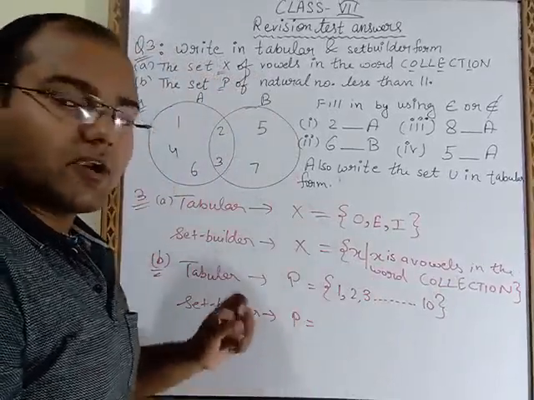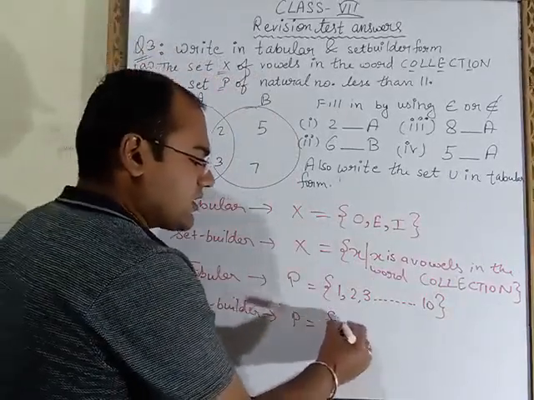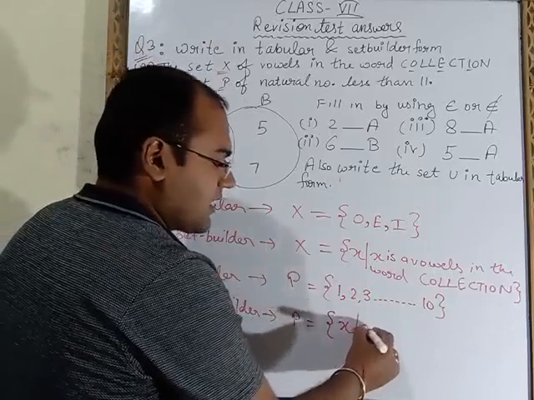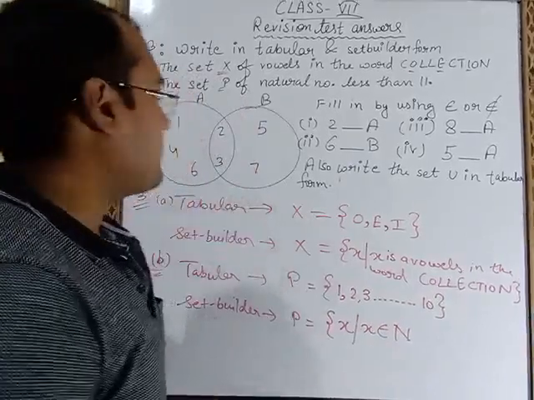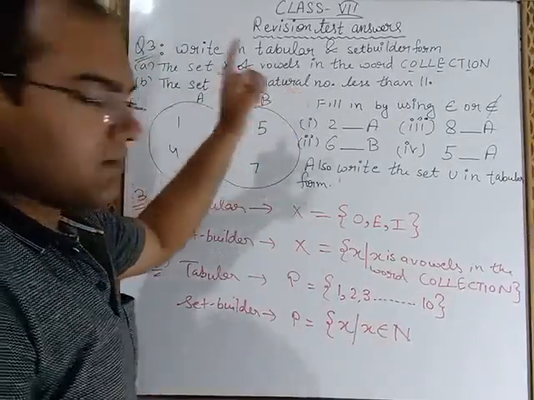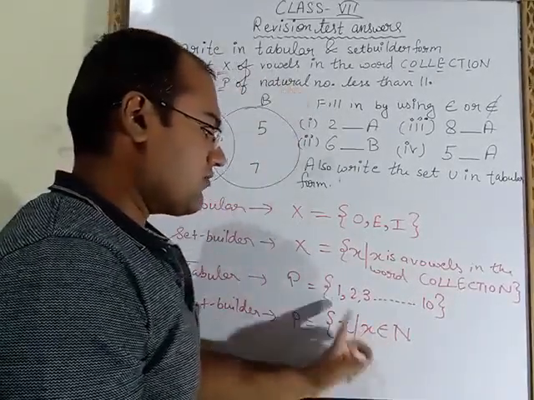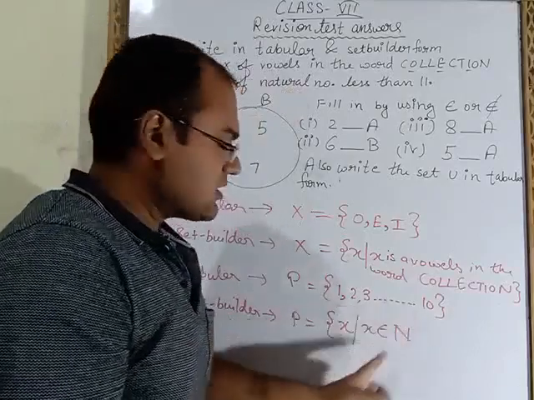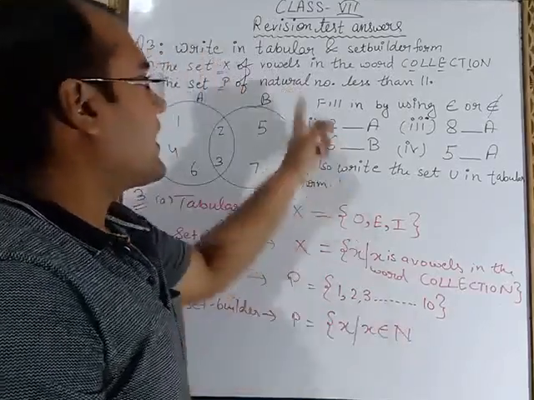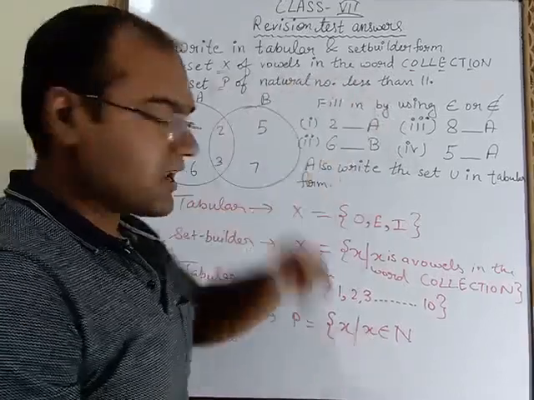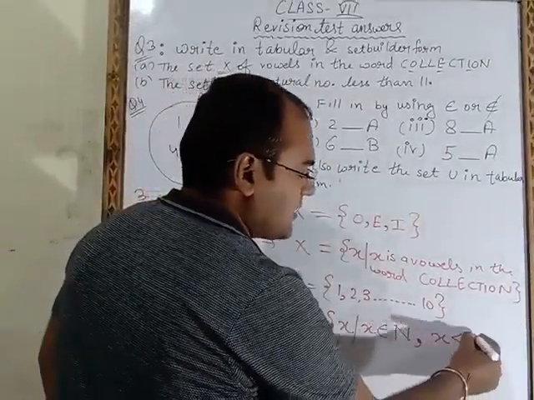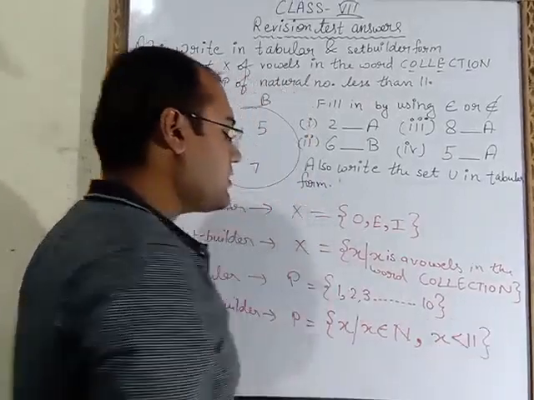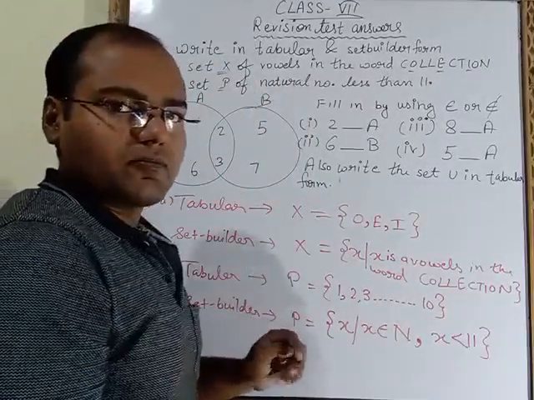Now we have to write the set builder form. In set builder form what do you have to do? X such that X belongs to capital N. Capital N means natural numbers. In the question he said we have to write natural numbers, that's why the values of X belong to natural numbers. And he said natural numbers less than 11, so you have to write here X is less than 11. So this is the set builder form.